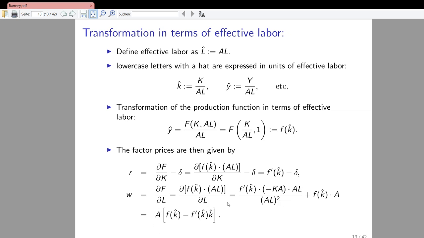So the expression that we get for the wage rate is then technology multiplied by the intensive form production function minus the derivative of the intensive form production function times the capital stock per unit of effective labor. So these are the two expressions for the interest rate and the wage rate in the model.